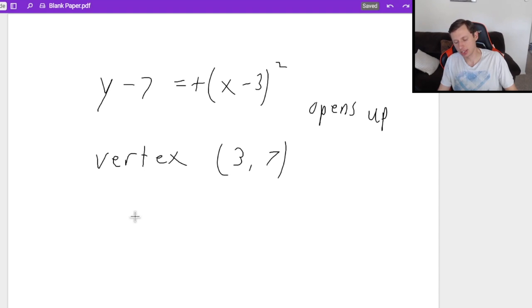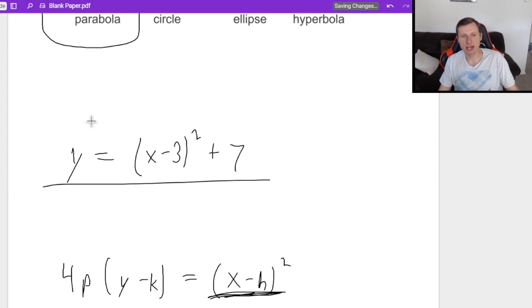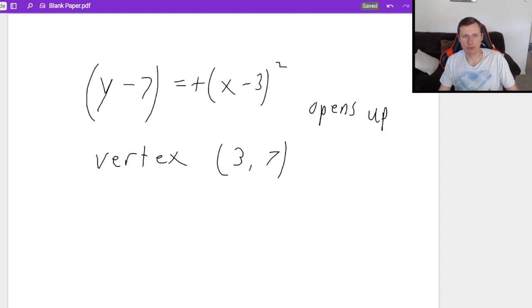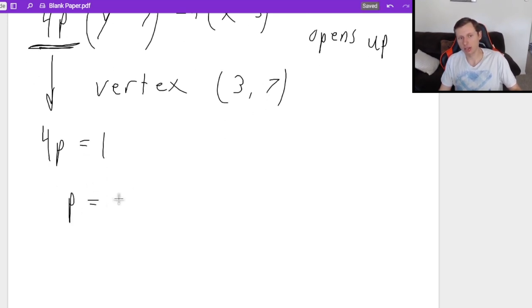Now the directrix. If I put this in parentheses, I want to set the coefficient equal to 4p, and solve for p, because this is the form that I want it to be in. I need the 4p to be here. Remember that before, there was nothing here, meaning it was a 1. So 4p is equal to 1, and if I divide both sides by 4, then p equals 1/4, which is the distance to the directrix.